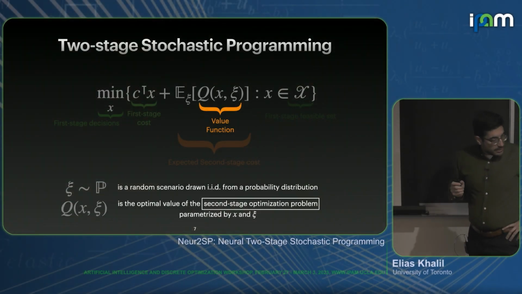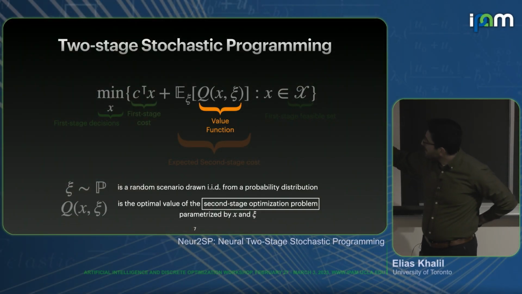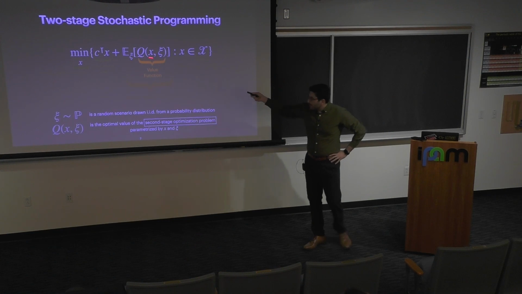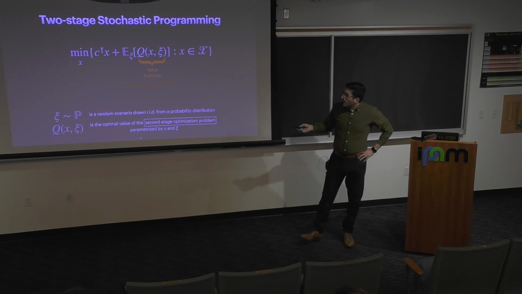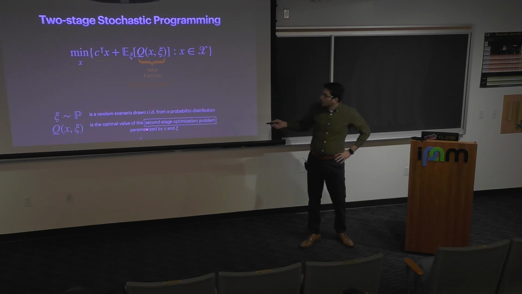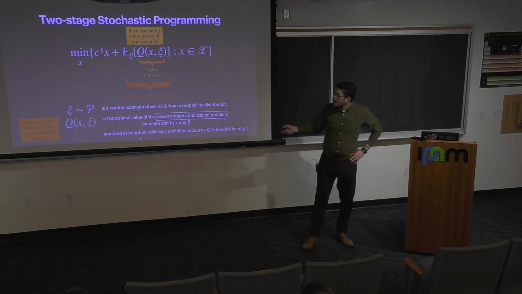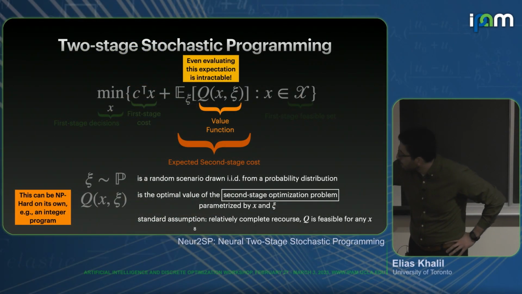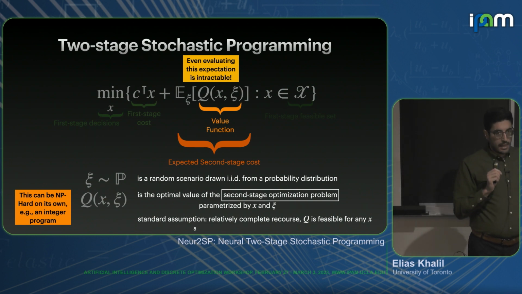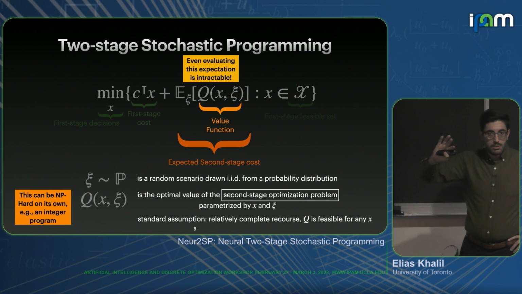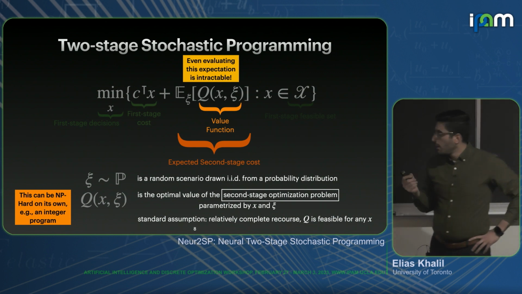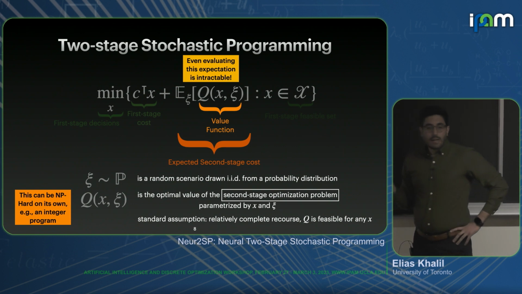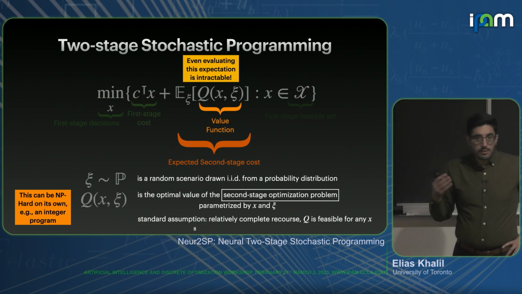Now, what makes this problem interesting is that this value function here, so basically the optimal value of the second stage problems for a given first stage decision and scenario, this object, because it's an optimal value of an optimization problem, it might be really intractable. Okay, so the second stage problem, just computing q(x, psi) for a known x and psi, that can be a mixed integer program on its own. Okay, and then you have on top of that the expectation. So just evaluating this is essentially intractable in general. Okay, so if evaluating this is intractable, you can imagine that optimization is even more intractable.